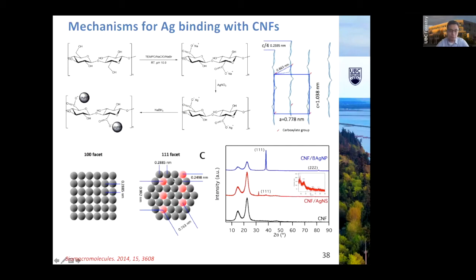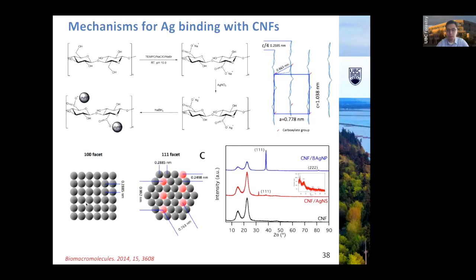For the 111 facet, if we pick out the different chains, we can actually see the distance matching this distance much better. For example, 0.992, and this is 1.03 nanometer. Therefore, we assume the carboxylic group of the cellulose nanofiber will be preferably absorbing onto the 111 facet in contrast to the 100 facet.